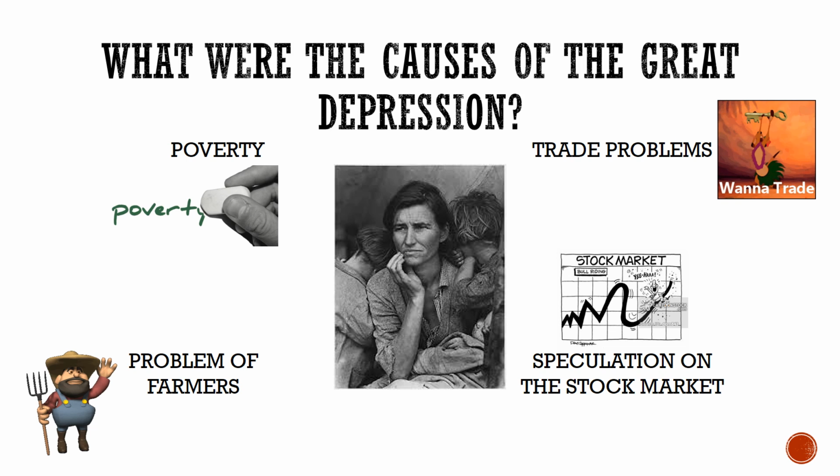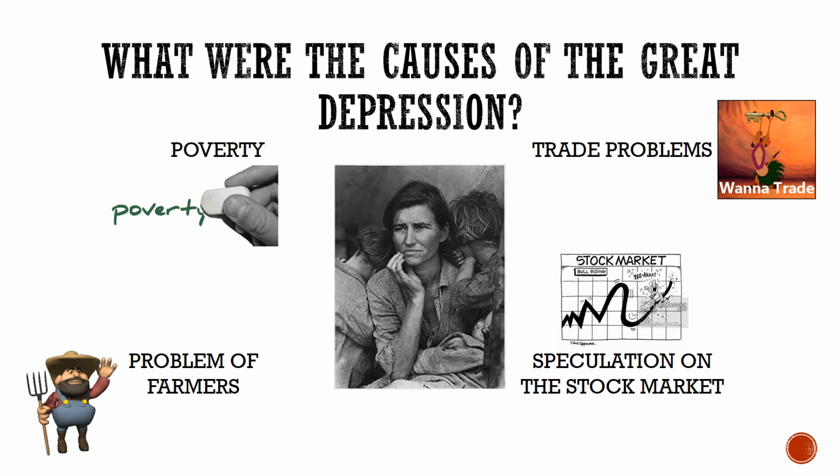We can divide these up handily into 4 main factors: poverty, problem of farmers, trade problems, and speculation on the stock market. Okay, so firstly, let's have a look at poverty. Now, wealth in America at the time was far more polarized than it is now. There's very few people who had a lot of money. The vast majority of people lived below what we would call the poverty line.